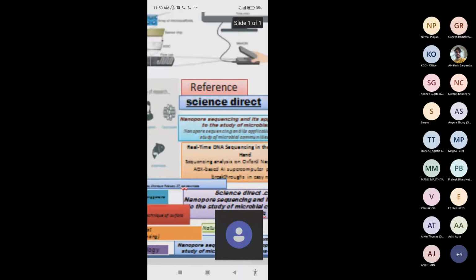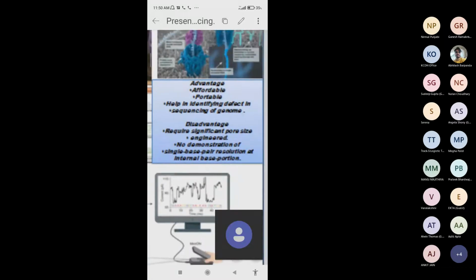And there are some advantages and disadvantages. The price of handling nanopore sequencing is much more affordable, and it is portable, helping in identifying defects in the genome sequence. There are also disadvantages: it requires a significant pore size and well engineered material, so that a specific size nanopore is created, and after that, by applying a potential, single stranded DNA or RNA could pass through it, and the fluctuation of the current is observed, and then it is used to detect the sequence. There is no demonstration of single base resolution of internal base positions.